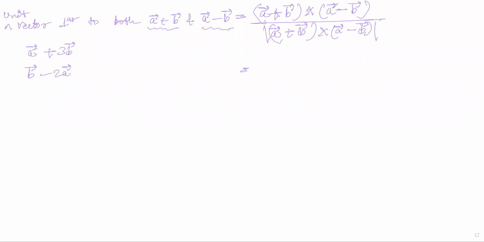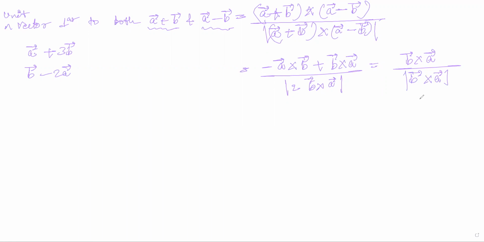So this would be a cross a, which is 0, then this would be a cross b minus a cross b, in fact, plus b cross a minus 0, right? So this can be written as b cross a. So this would be 2b cross a divided by the same. So this 2 would get cancelled out. This becomes b cross a divided by the modulus of b cross a.